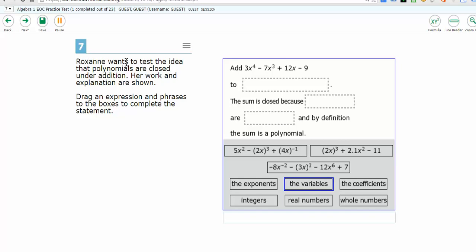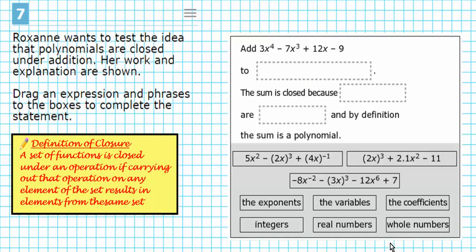Question, it says Roxanne wants to test the idea that polynomials are closed under addition. Her work and explanation are shown. Drag an expression and phrases to the boxes to complete the statement. Okay, so now before we start, we have to go over one very important terminology, which is closure. What on earth does it mean for an operation to be closed? In this case, we're looking at the closure of polynomials under the operation of addition.